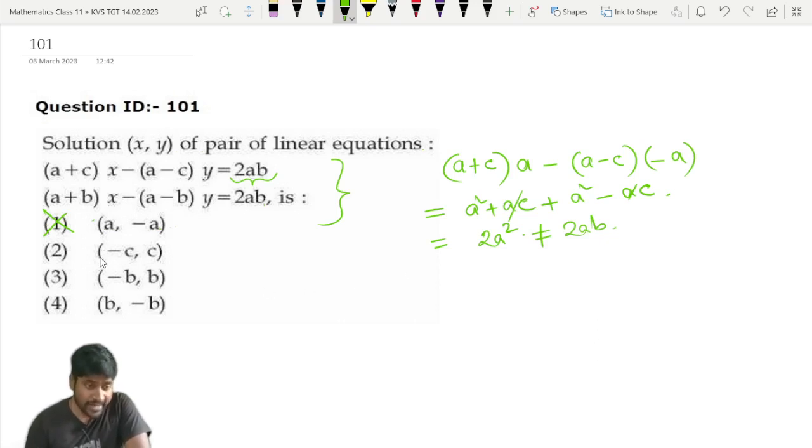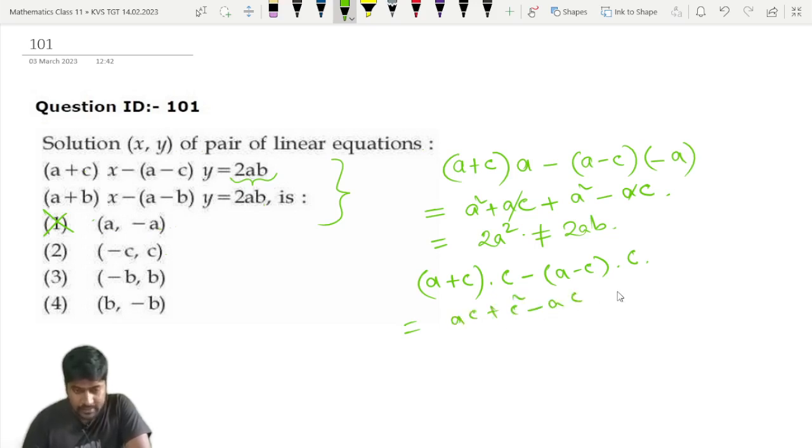Now come to the second option, minus c comma c. Again in the first equation only I will put minus c comma c. So a plus c into c, minus a minus c into c. Now if you calculate it, you will get ac plus c square minus ac plus c square. So this is also not equal to 2ab. So option 2 is also discarded.